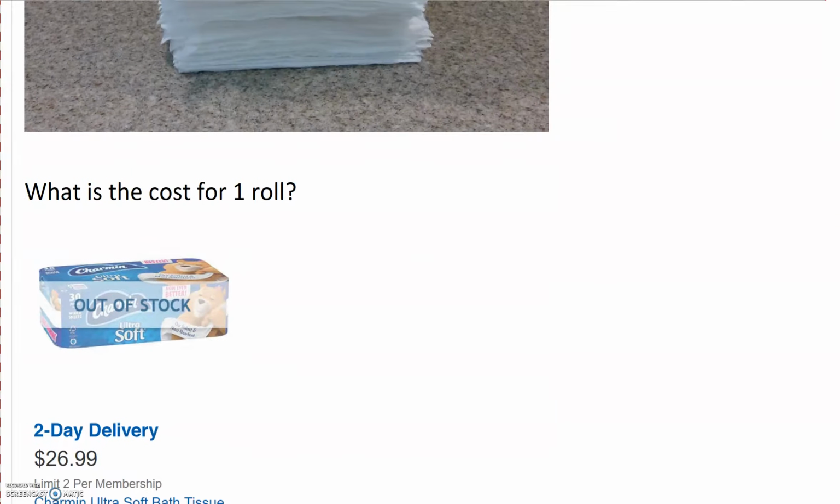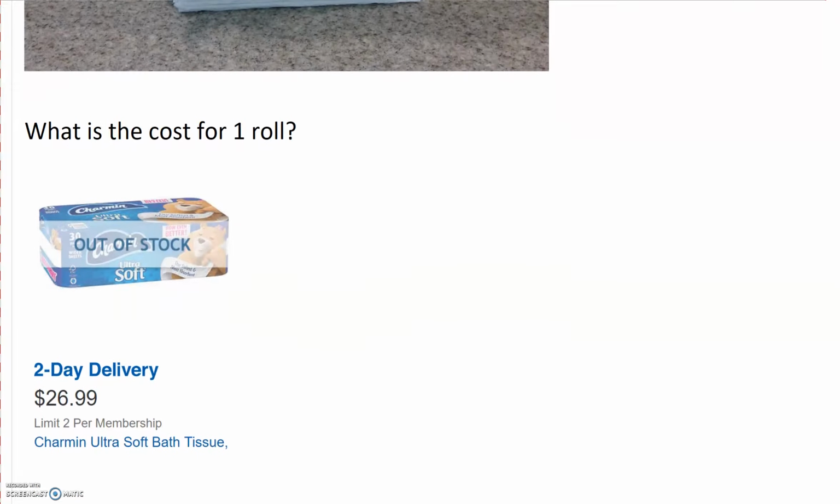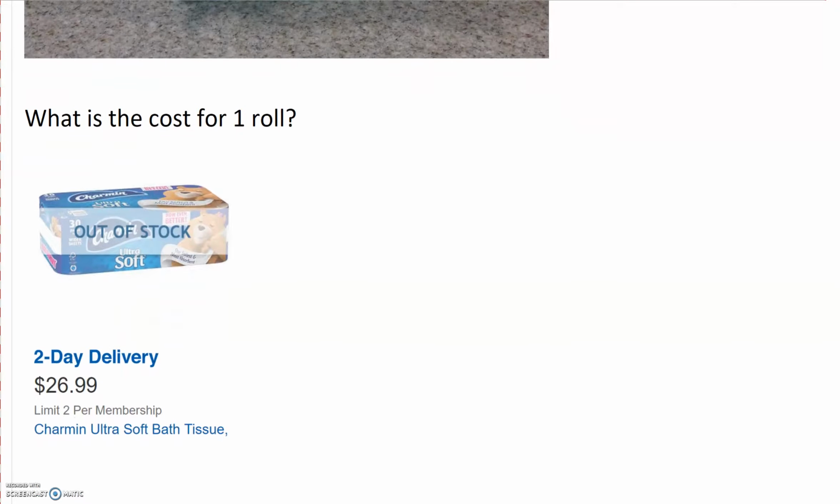Then some other ones. What does it cost for one roll? It's really interesting. I looked online for Costco.com. This makes me sad, right? They're out of stock on it, but it changes all the time throughout the day, so it'll hopefully go back to in stock. It is $26.99 for 30 rolls, I think is what it says. You can kind of see it in there for the package.